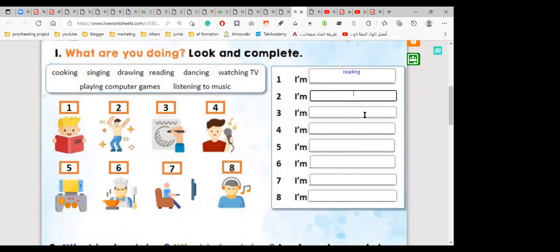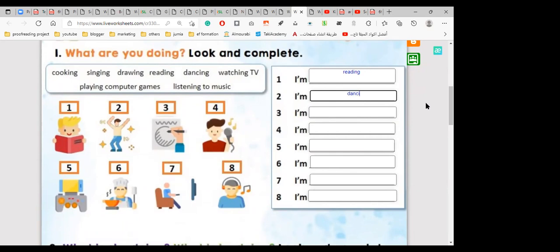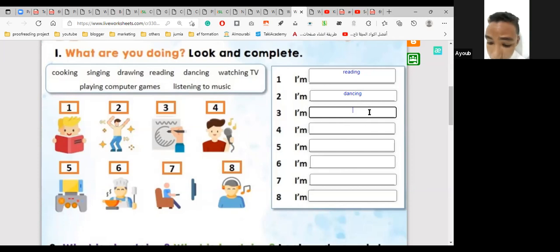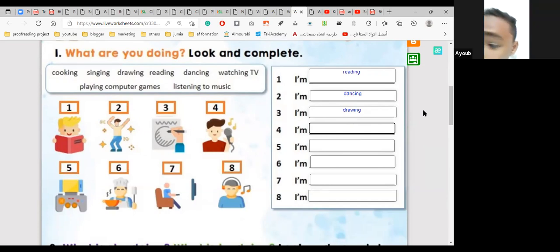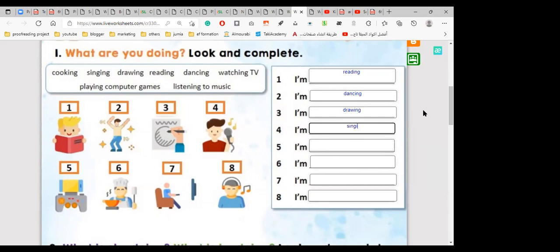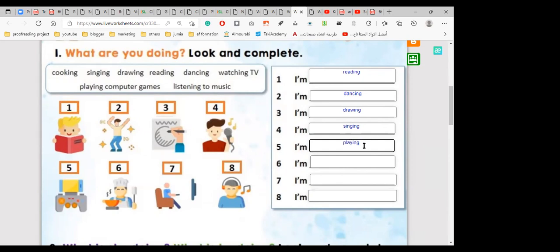Okay. Number two. I'm dancing. I am dancing. Dancing. Okay. Number three. What is he doing? I'm drawing. Okay. Number four, what is he doing? I'm singing. Okay. Number five, playing, what am I doing? I'm playing computer games.